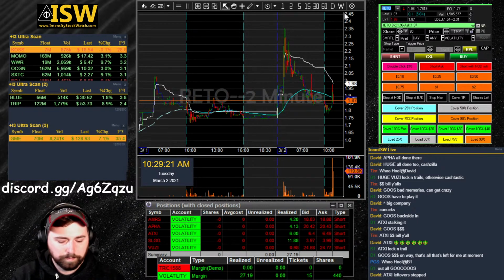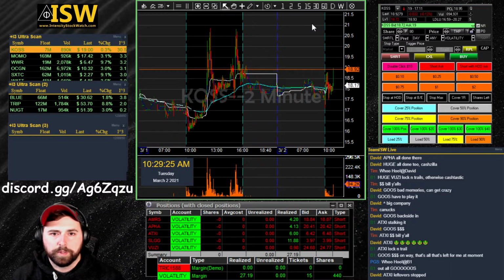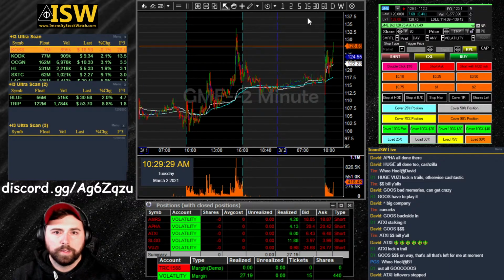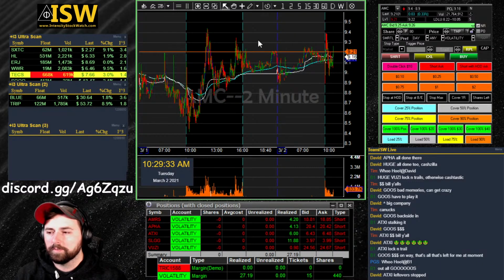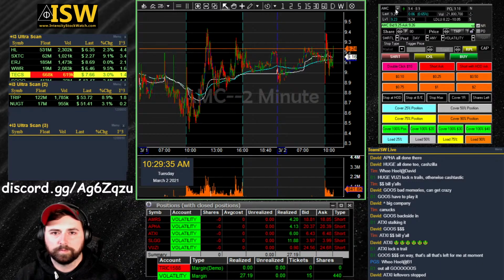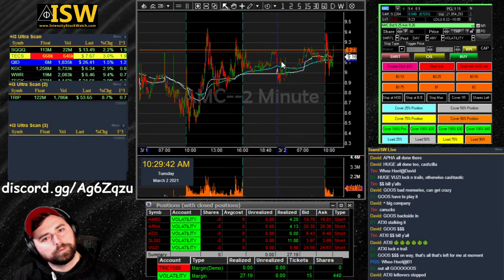Aries trying to go up higher. KOSS just made a big spike. I don't want to look at this. Oh, the basket. Hate the basket. AMC made a spike, GME spike. How do they all trade at the same time? That's what I want to know.